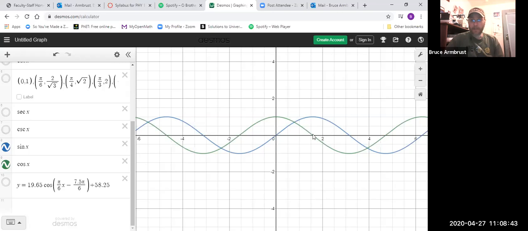So notice that the zeros for cosine are always at the max or the min for sine. And similarly with sine, its zeros are either at the min or the max of cosine. And that just comes from that pi over 2.